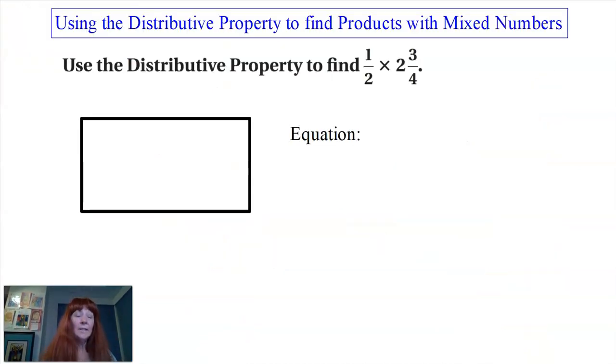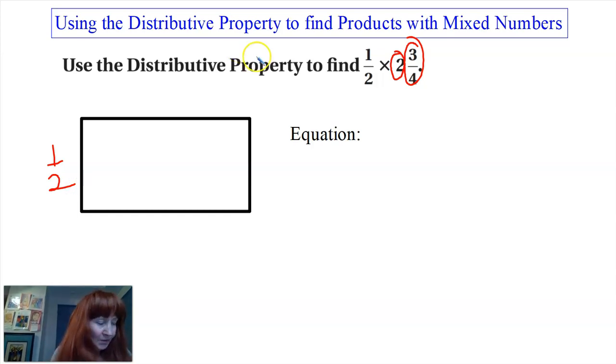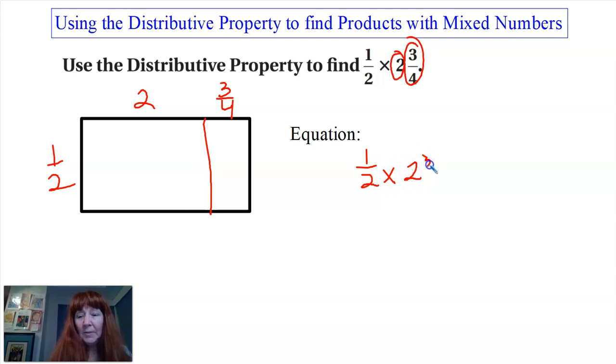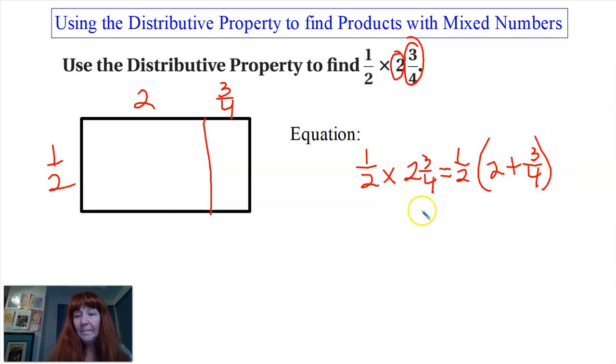Okay, so the last thing I need to show you is an example where we're now going to use mixed numbers, right? And so a mixed number, you always want to separate out the whole number and the fraction. Okay, so here we go. The 1/2 is going to be here, and the mixed number is going to be looking like this. Here's 2, and here's my 3/4. So my equation is 1/2 times 2 and 3/4 is equal to 1/2 parentheses 2 plus 3/4 equals 1/2 times 2 plus 1/2 times 3/4.